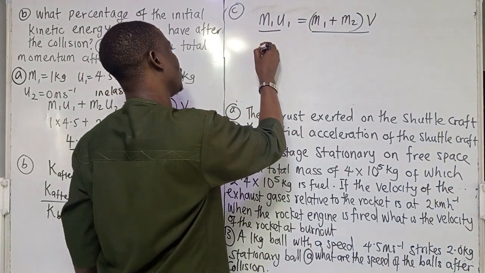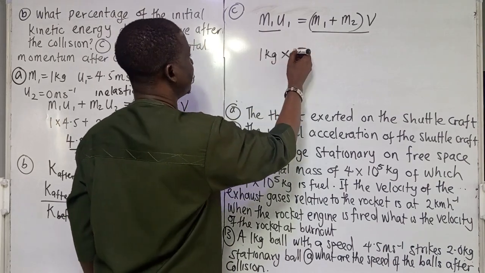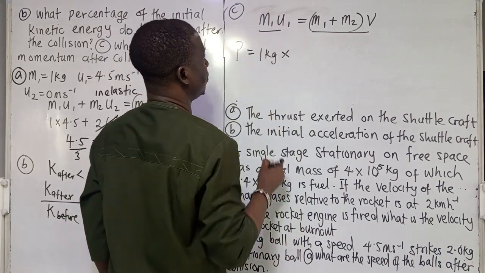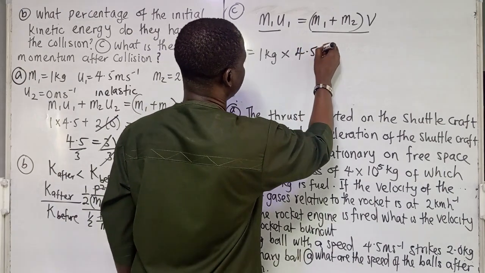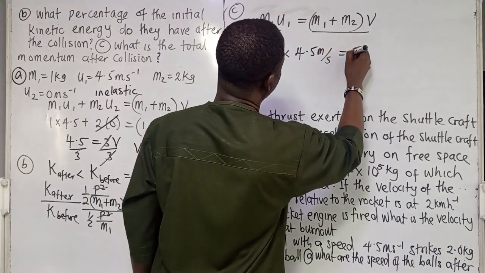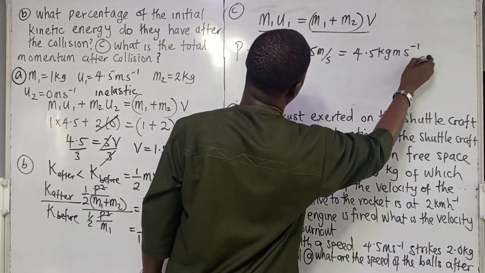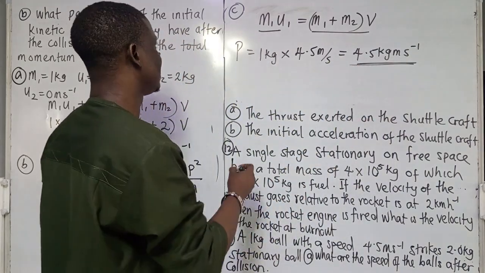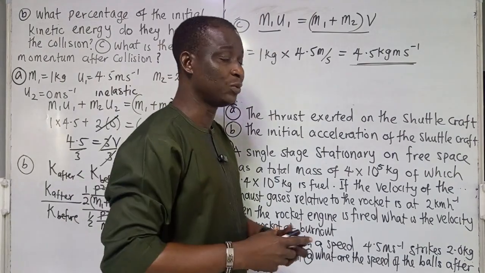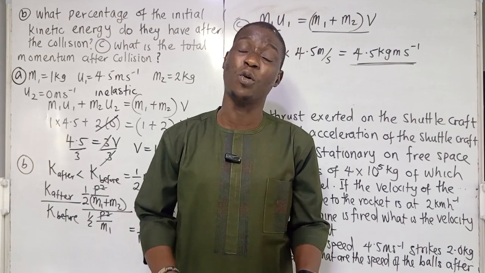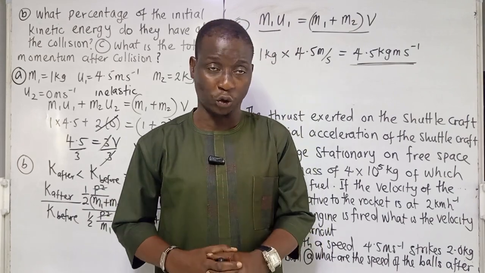If I use this one, I would have M1 times U1, where U1 is 4.5 meters per second. So that means our answer will be 4.5 kg meters per second. That will be the answer to C of this solution, which is the momentum before collision. Don't forget, momentum is conserved for an inelastic collision, while kinetic energy is lost.